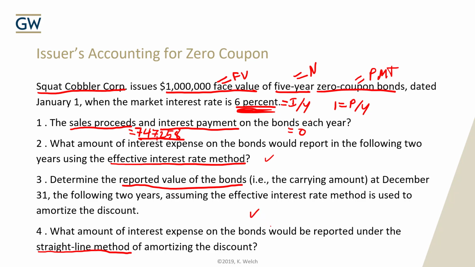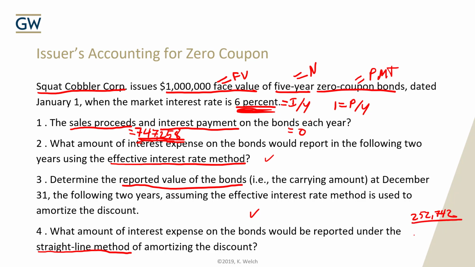All right, what amount of interest expense would the bonds be reported under a straight line method of amortized discount? Well, what is the discount, the amortized discount that we have? What did we start off? We have that 747,258 that we had as the sales proceeds, right? If we take $1 million net that, we get a total balance of 252,742, all right?